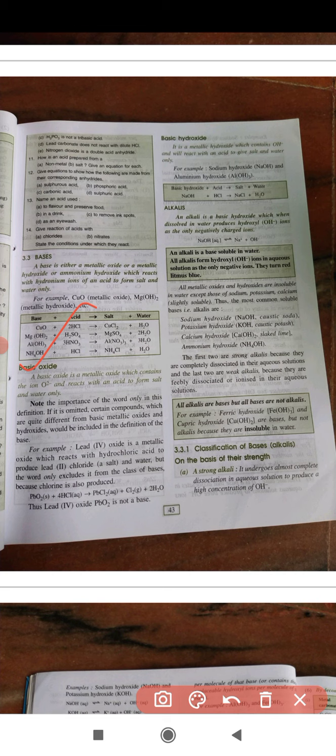A basic oxide is a metallic oxide which contains O2 minus ions and reacts with acid to form salt and water only. Just remember this: salt and water only, no other product. Here are some examples. For example, lead(IV) oxide is a metallic oxide which reacts with hydrochloric acid to form lead chloride and water, but the word only excludes it from the class of bases, because chlorine is also produced here. In this case the word only is excluded.